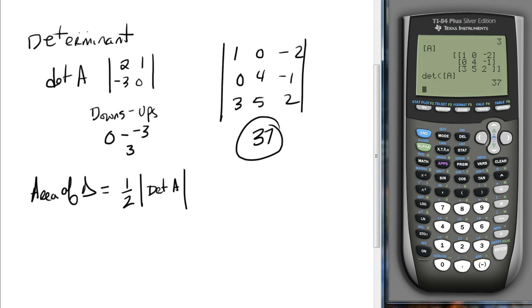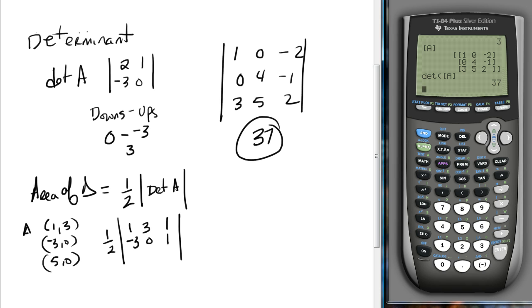So let's try a problem. Let's say we have a triangle, and I want to find the area of the triangle. The points are 1, 3, -3, 0, and 5, 0. This is how you're going to do the matrix. It's going to be 1/2, and this is the X and Y. So 1, 3, but then you put a 1 on the end to make this work. Reason? Just because it's how we do it.